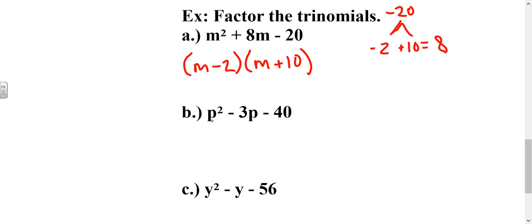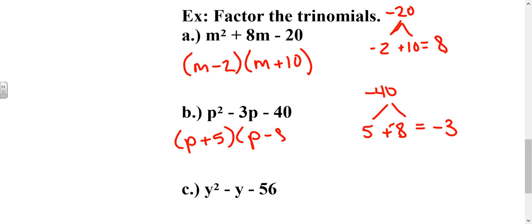All right, let's try the next one. So we've got p squared minus 3p minus 40. So we're coming up with factors of negative 40 that add to be negative 3. So I can do 1 and 40, 2 and 20, 4 and 10, 5 and 8. If I do 5 and 8, those have a difference of 3. And which one would have to be negative to make a negative 3? Oh, the 8 would. So I would have p plus 5 and p minus 8.